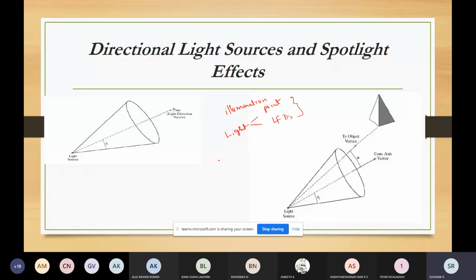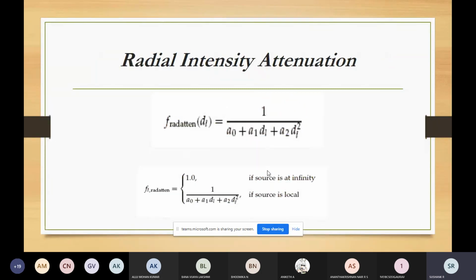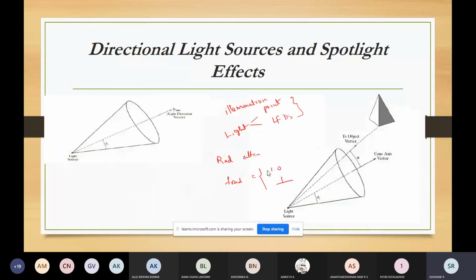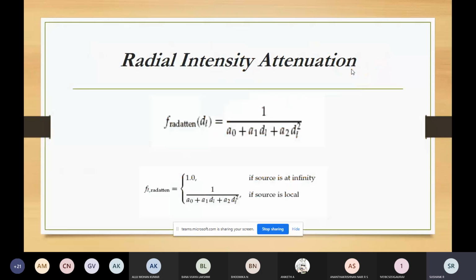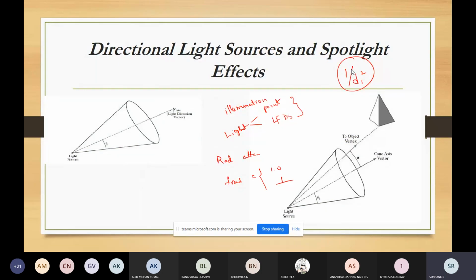After that we calculated something called the radial attenuation value, which was given by f_rad, with 1.0 over the formula a0 plus a1 d plus a2 d square. The factor which was responsible for contributing was 1 by d square. So the distance factor was taken into consideration when we are calculating the radial intensity attenuation.